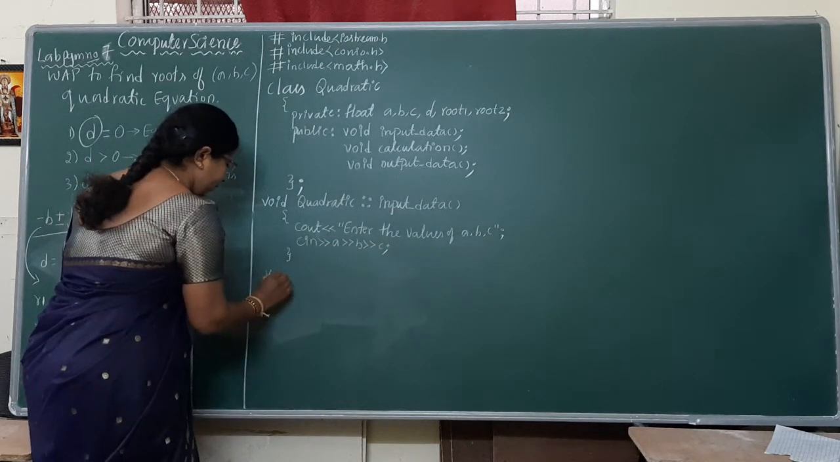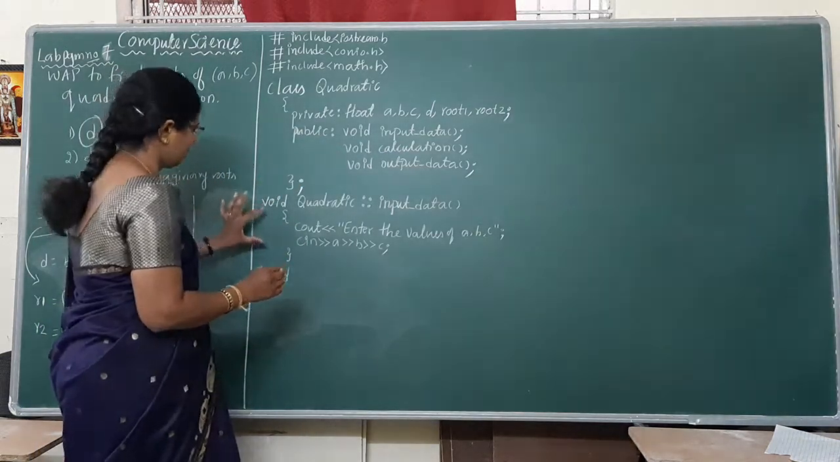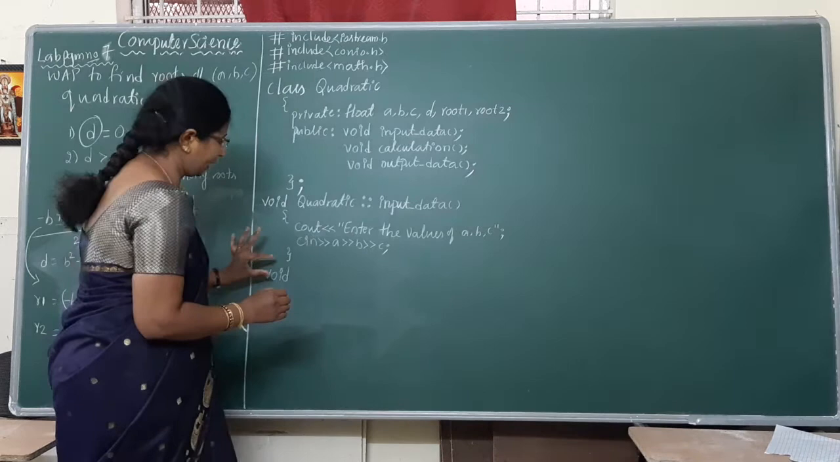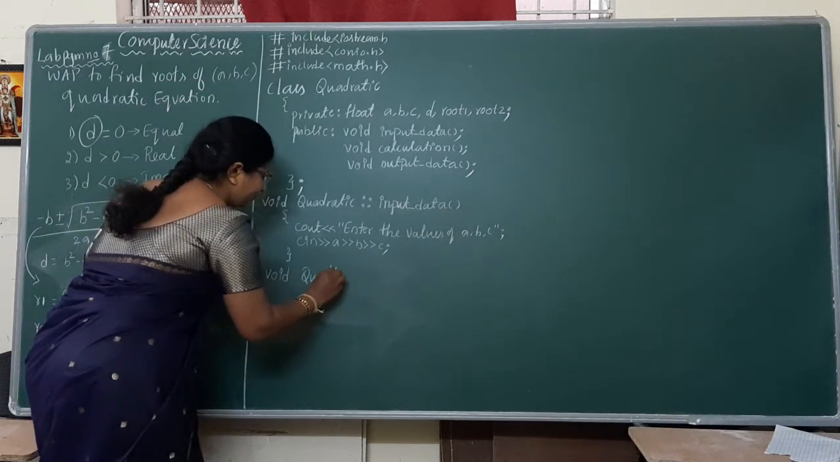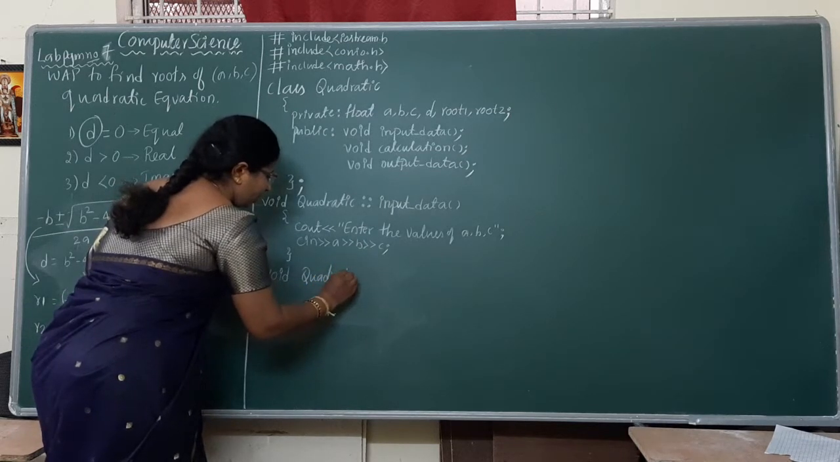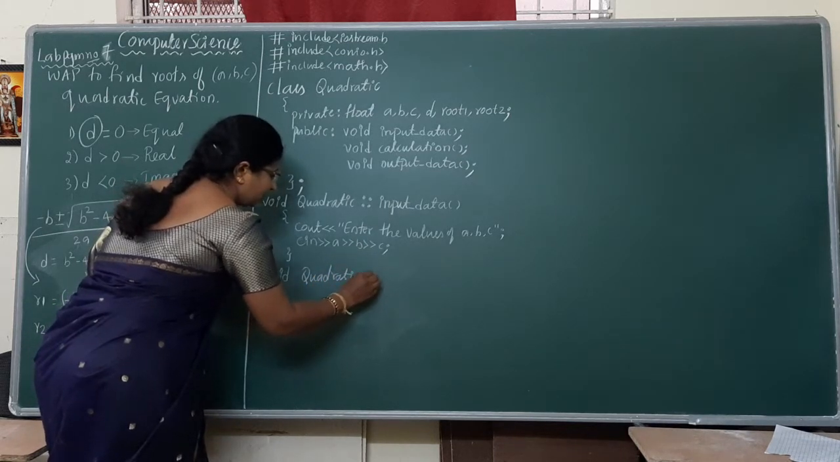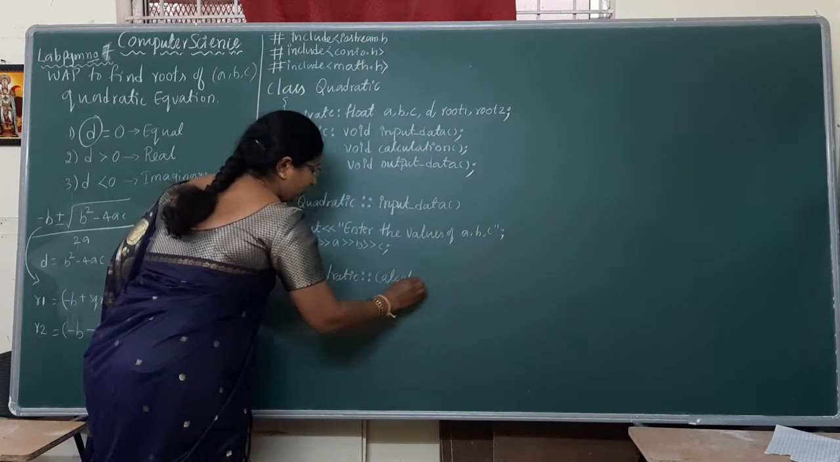Then we are defining another member function outside the class, calculation. First part is the return type. Second one is the class name. What is the class name? Quadratic. Quadratic is the class name. Scope resolution operator. Calculation.